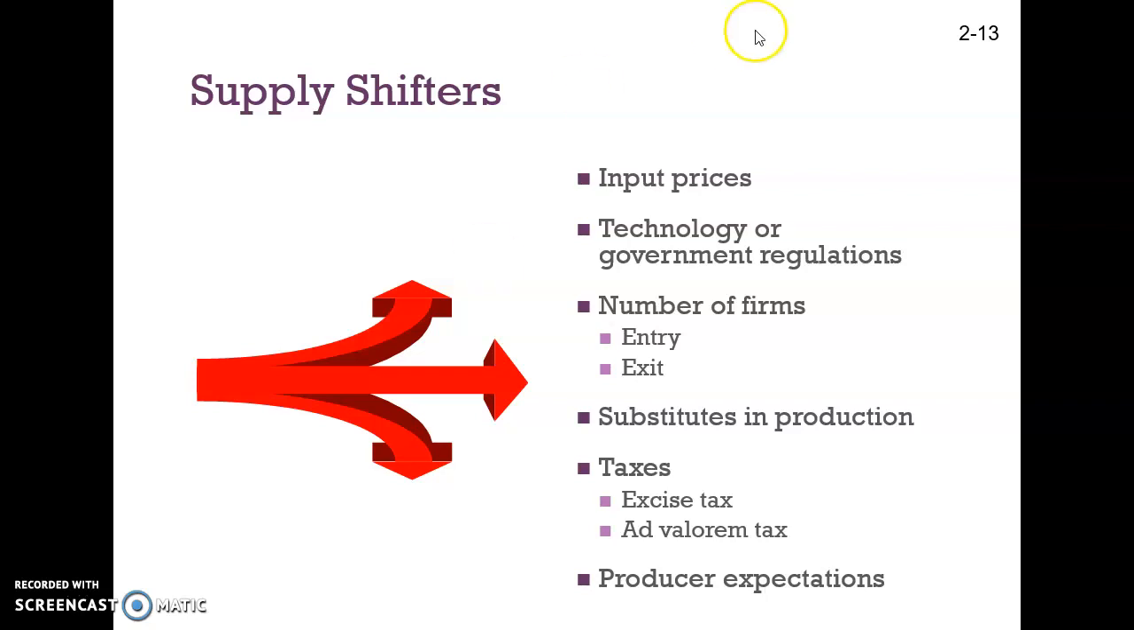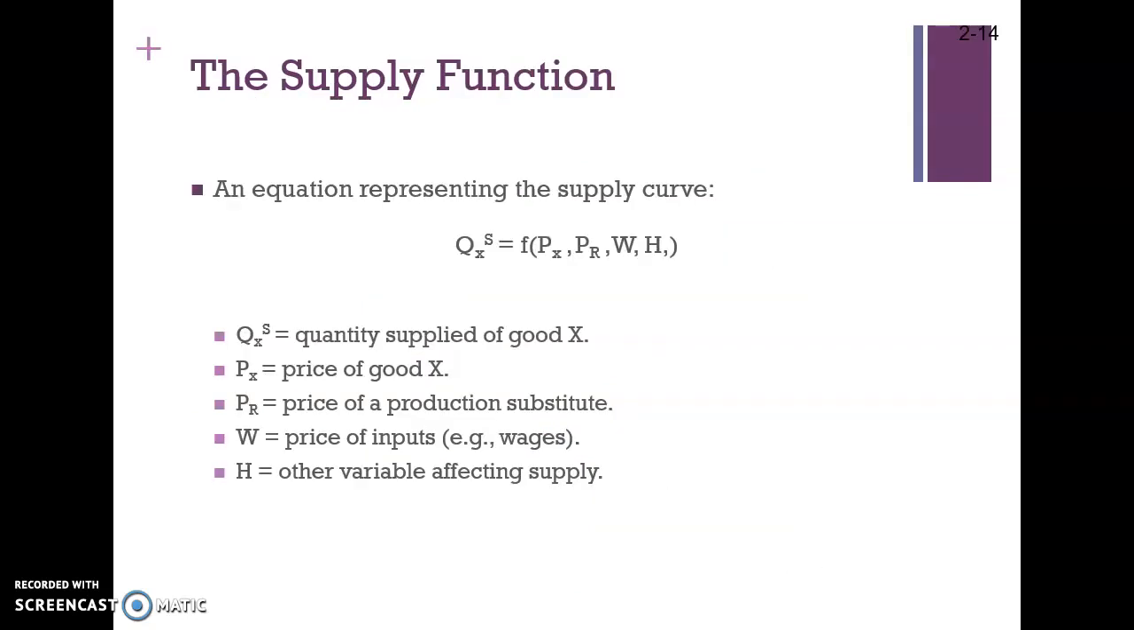If we keep all these things constant, input prices, technology or government regulation, number of firms, substitutes in production, taxes, and producer expectations, then there exists a positive relationship between the price and the quantity. Otherwise, if one of these things changes, there may be a chance that the relationship between the price and the quantity will not be positive. Positive relationship means if the price increases, the producers will supply more of that good.